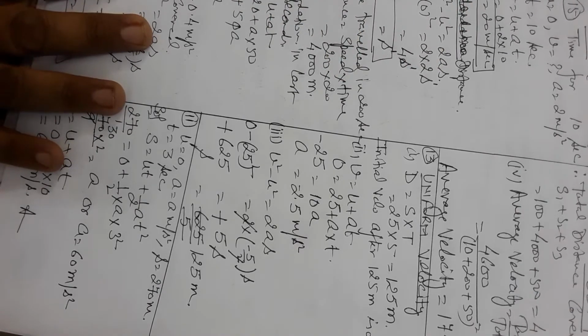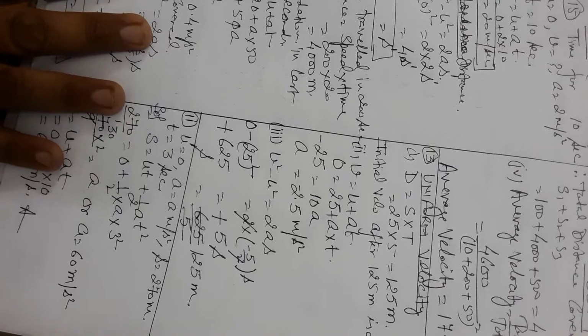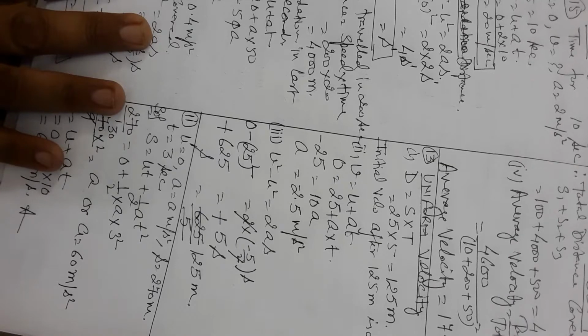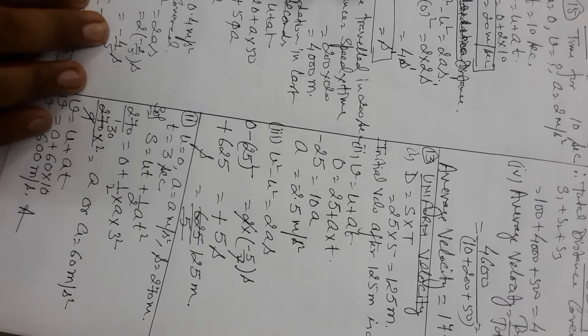Second part: it maintains a constant speed for 200 seconds. Brakes are then applied and the train is uniformly retarded and comes to rest in 50 seconds. After 200 seconds, the brakes are applied. Up to that, it maintains a constant speed for 200 seconds. So v square minus u square is equal to 2as, the distance covered. First, the distance covered in 10 seconds is equal to 100 meter.